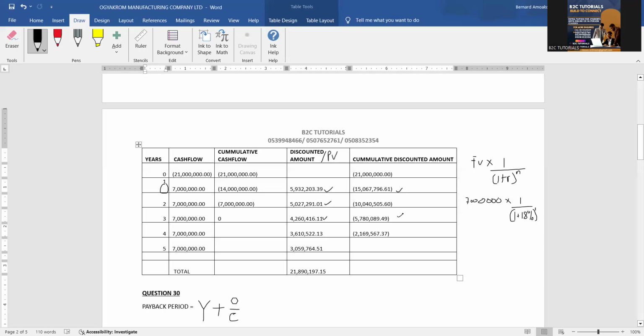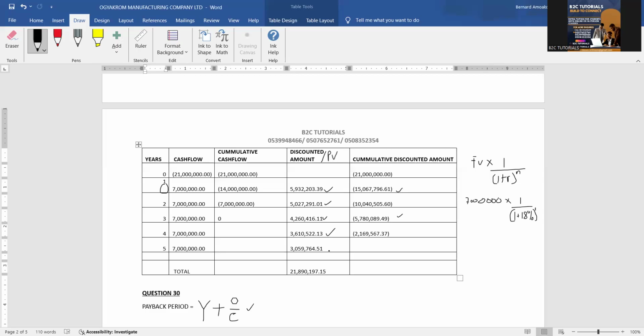Okay, so in the 4th year, I can actually see 3,610,000 and I'm owing 5 million. So I can pay the 3 million, right? If I pay the 3 million from it, I'll be left with 2,169,567.37. But then looking at the fifth year, the amount of money I am receiving is more than what I am owing. That is where the formula applies.